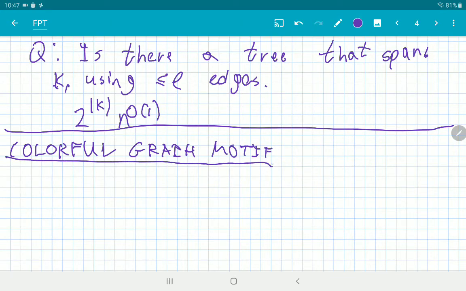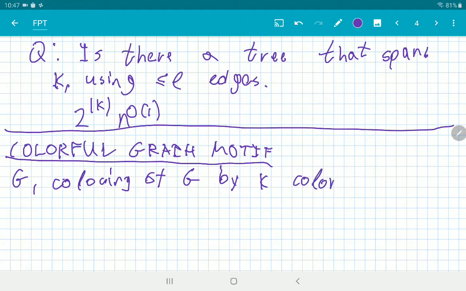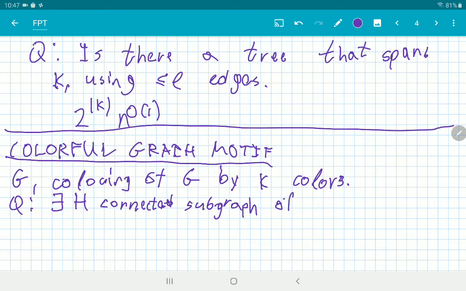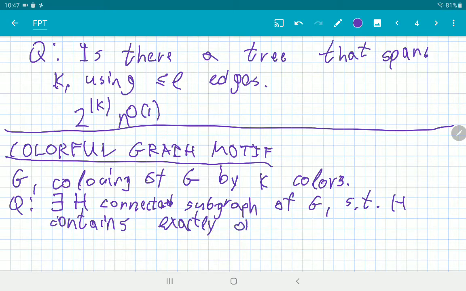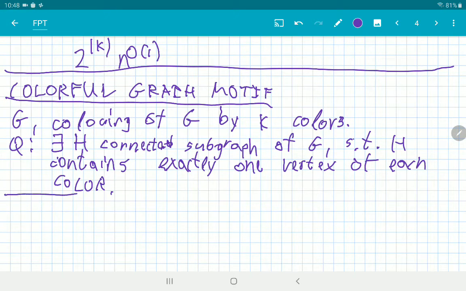Okay, so what is colorful graph motif? I give you a graph G and a coloring of G by K colors. And the question is, does there exist a connected subgraph H of G such that H contains exactly one vertex of each color? It's not hard to show that this problem is NP-hard, right?